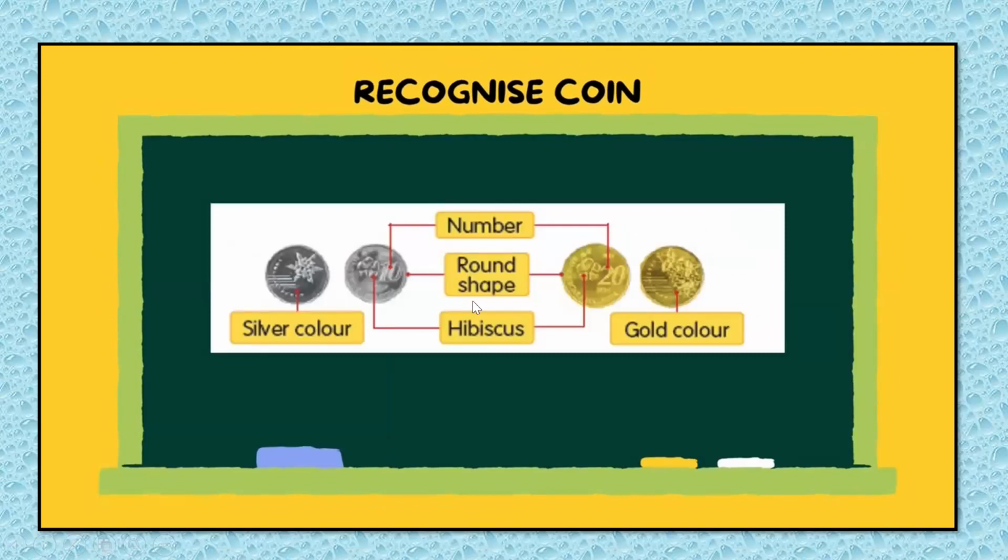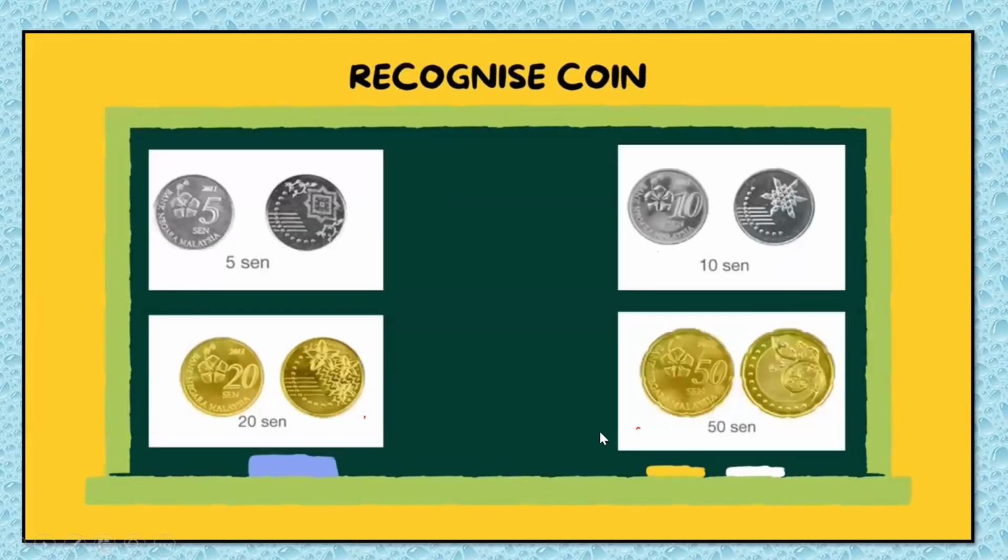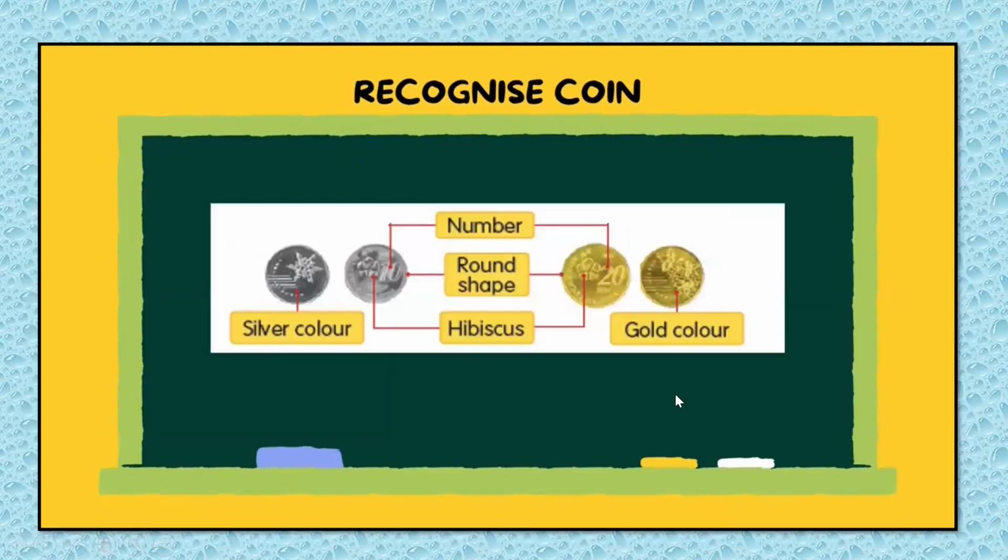Okay, class, when we look at the coins just now, we can see there are some similarities and also differences, right, class? So what are the similarities and differences? That is what we are going to look at. When we compare 10 cent and 20 cent, let's take a look at this picture. In this picture, they show 10 cent and 20 cent. When we compare them, we can see some similarities.